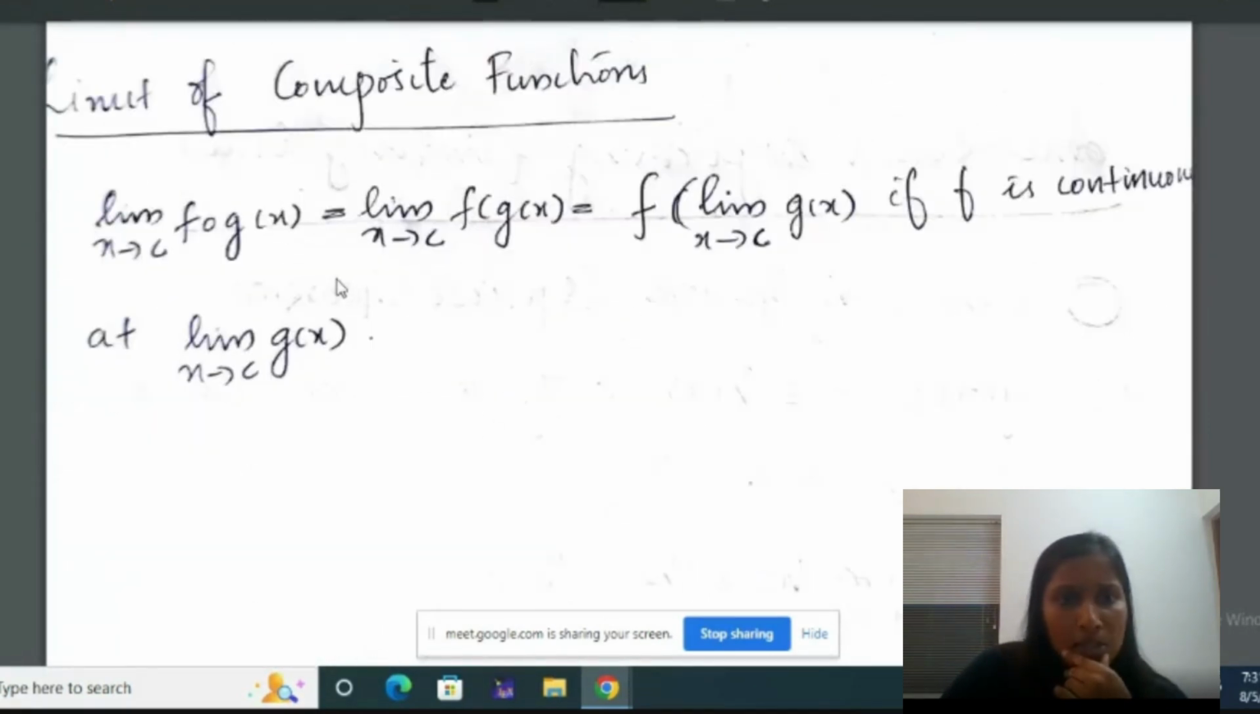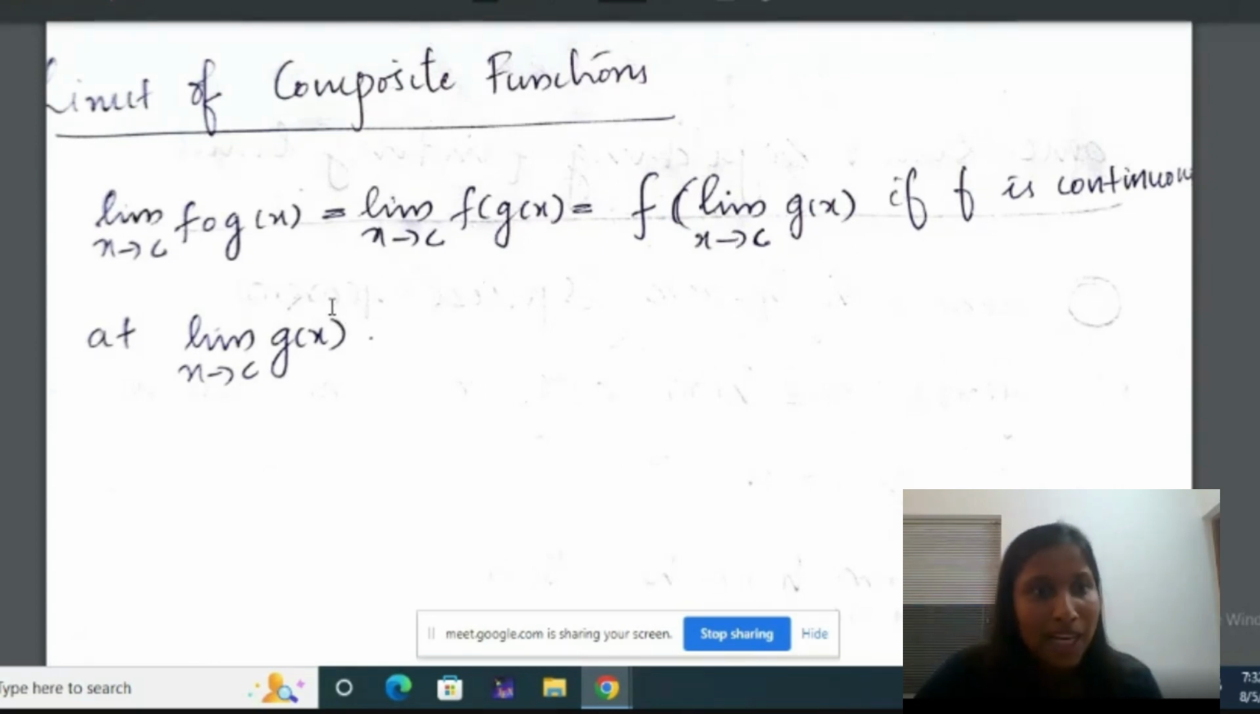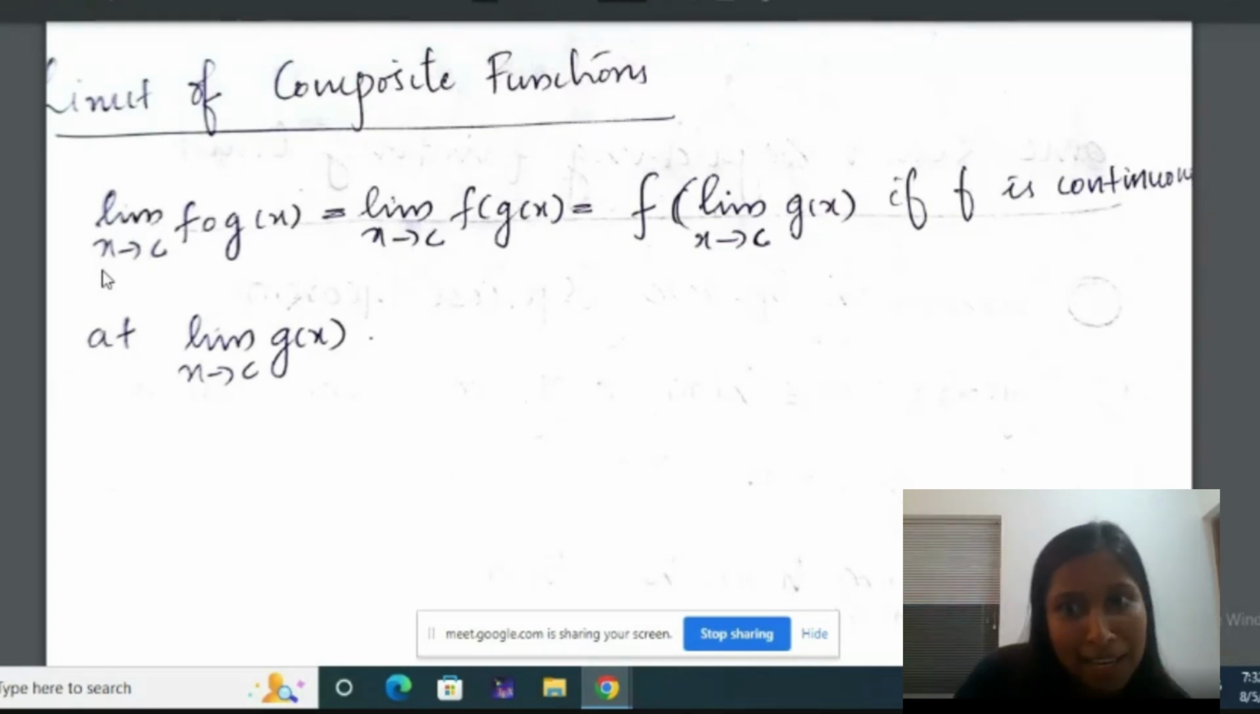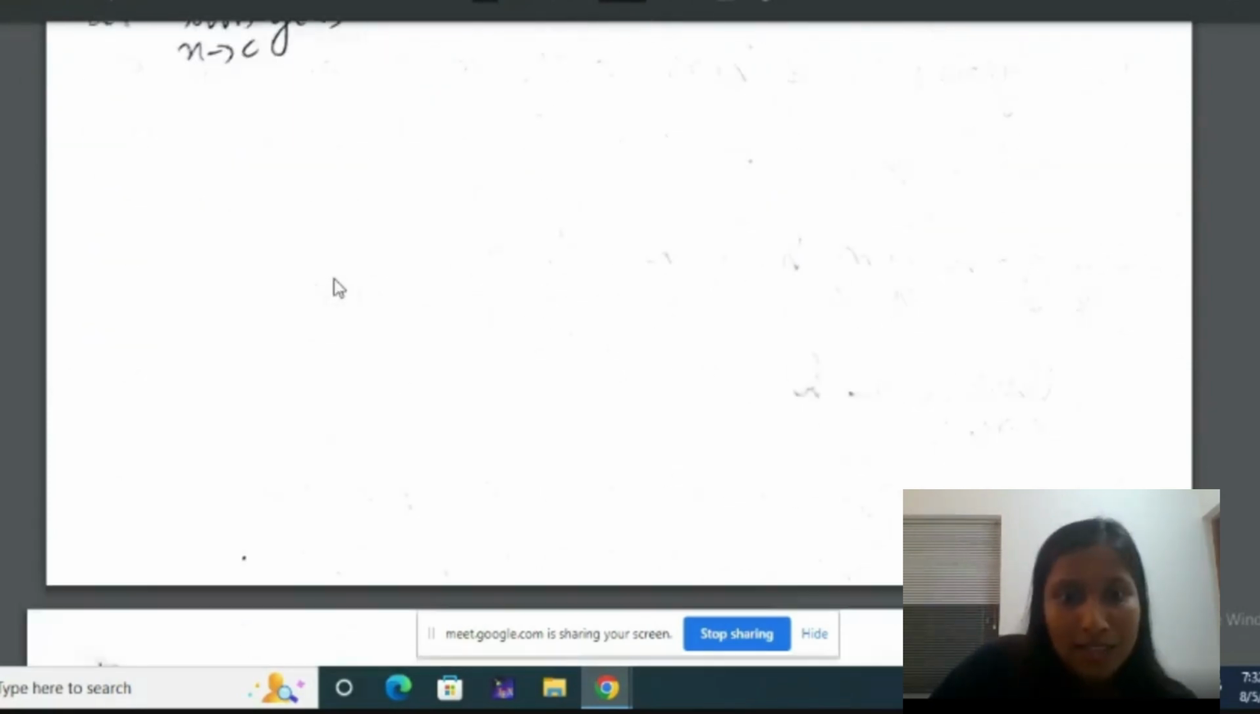Next is the limit of a composite function. If we have a composite function like f of g of x, for example sine of x square, and we have to find a limit at a point, then the result is: the limit as x tends to c of f of g of x equals f of the limit as x tends to c of g of x, if f is continuous. There is only one problem regarding this, so I've included this theory in this section. Actually, it has to be taken after going through the continuity chapter. Okay, we can just go to the problems.